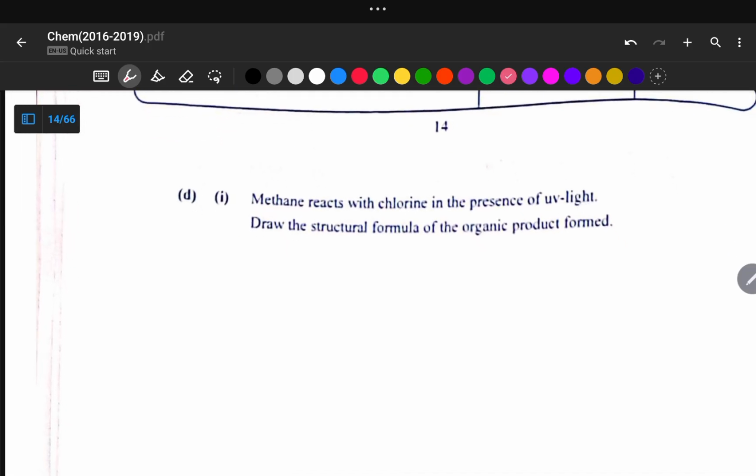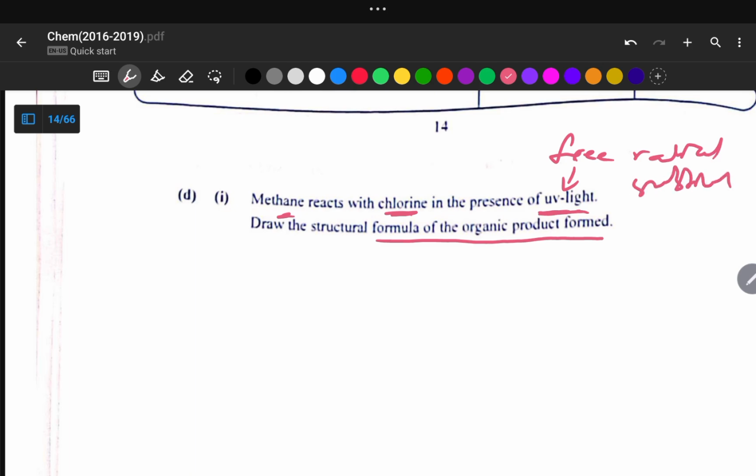So the next part says methane reacts with chlorine in the presence of UV light, right? So draw the structural formula for the organic compound formed. So this is what you call the free radical substitution reaction. We said this reaction is very, very important.